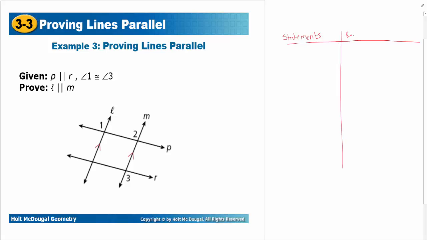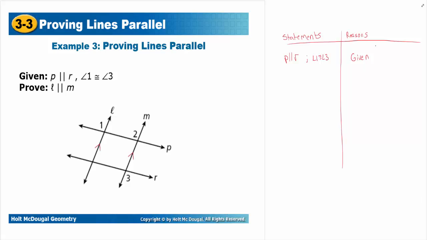So let's do this. Statements, reasons. If you look at this one, we have angle 1 and 3. We have P is parallel to R. Let's look at what we're given here. P is parallel to R, and angle 1 is congruent to angle 3, which is given. Whenever you do a proof, just write down the given statement, and then we'll figure out what we're trying to do here.